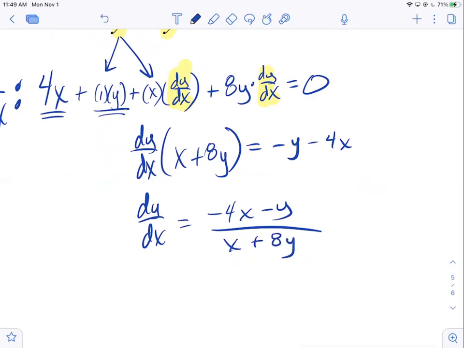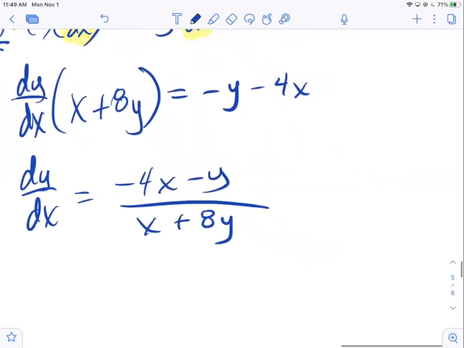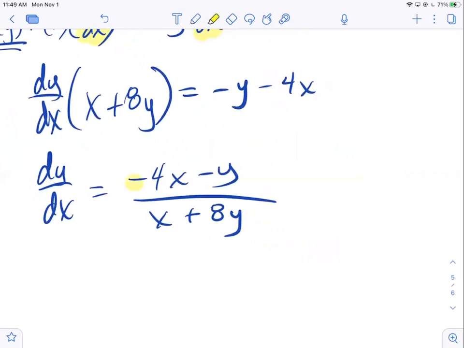Now, I do want to set that to 0, but I also want to point something out to you. Let's say this was a multiple choice question, and it said which of the following is dy/dx. That might not be an answer choice. So let's just look at other versions of this, okay? If you factored out the negative from both terms in the numerator, you could put it out front. And that would make that a positive 4x and a positive y all over an x plus 8y, okay? If you factor it out of the top, you can put it out front. And when you put it out front, it's usually on the same level as the division bar, okay?